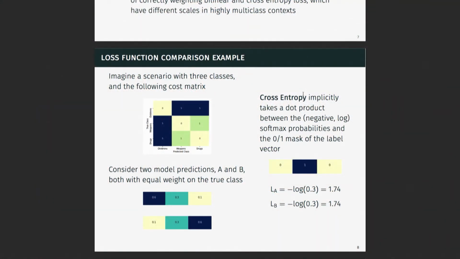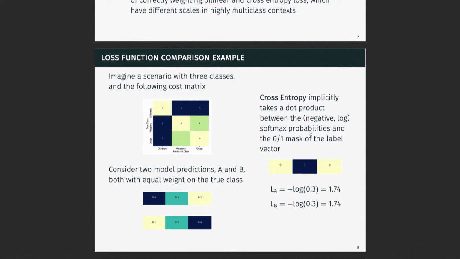So I have some colorful diagrams to make it a little bit more straightforward. Let's imagine we have a 3-class world. There are only 3 classes: children's sites, weapons, and drugs. And then we're imagining a loss function taking in 2 possible model predictions. The top one's A, the bottom one's B. You'll note both of them place the same probability on the true class, which in this case is weapons. But they divide their alternative probability mass onto the different classes differently in these 2 predictions.